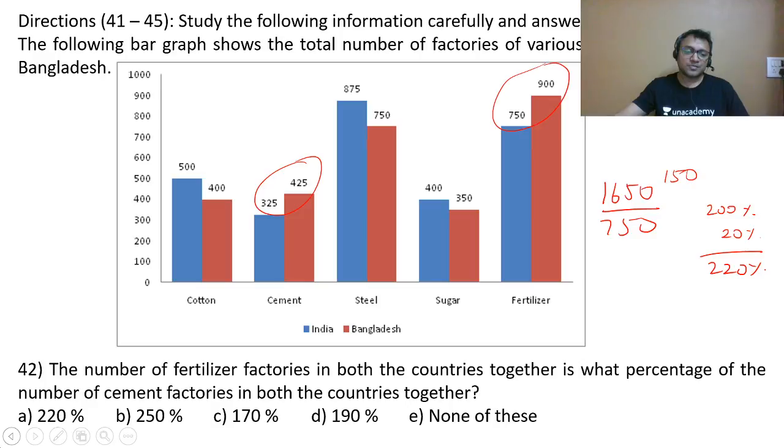A option. Right, so you should be good at calculating 10-20%. As I said, 750, 1650, you can make out 200% is 1500 and the balance is 150, 20% is 150, so you'll get the total as 220 percentage.